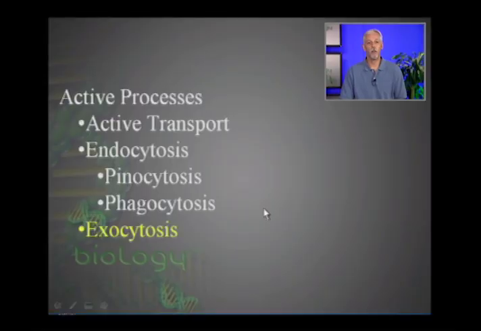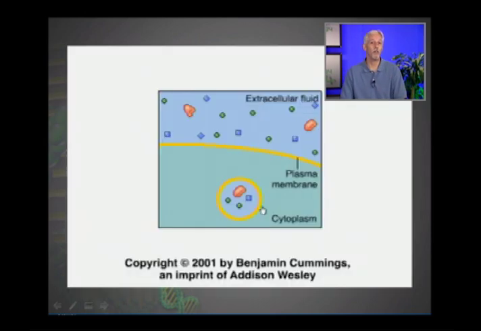Pinocytosis generally does the same kind of thing, but involves smaller particles. Okay, now, exocytosis is really just the opposite process. Particles will be taken from the inside of the cell and spit out of the cell, in effect.